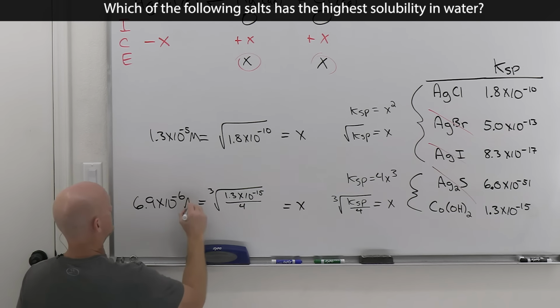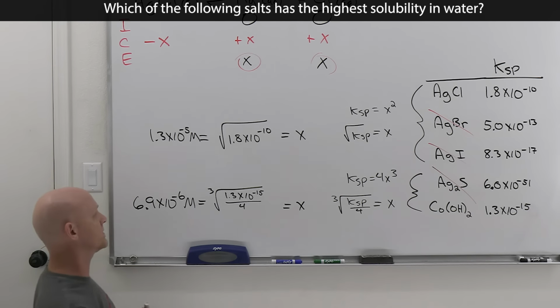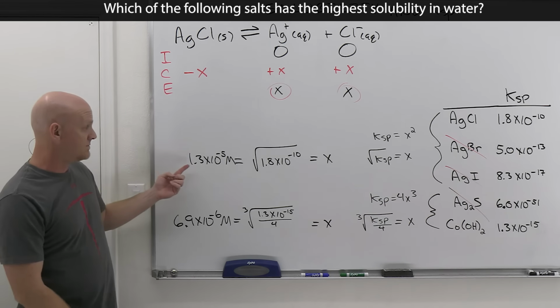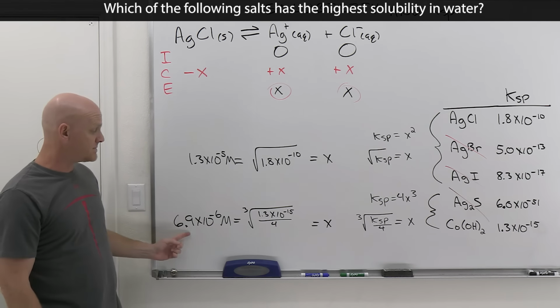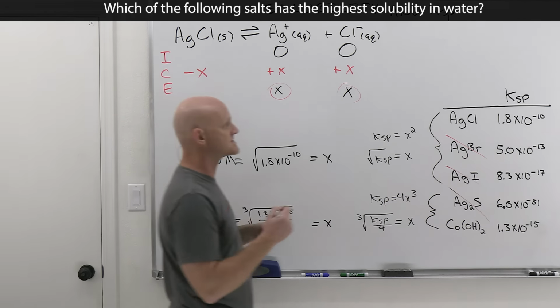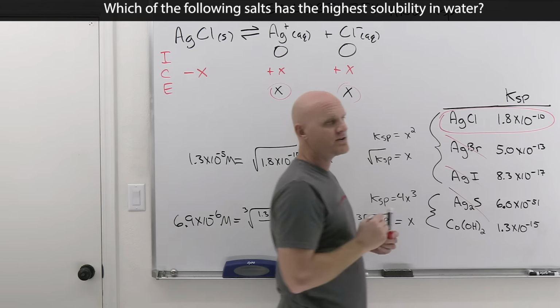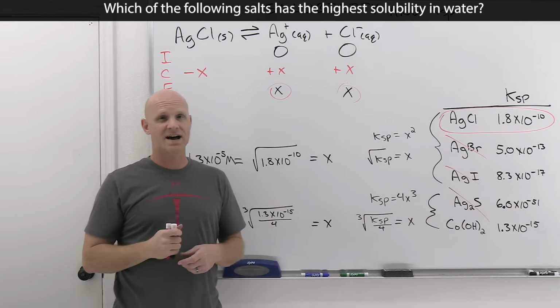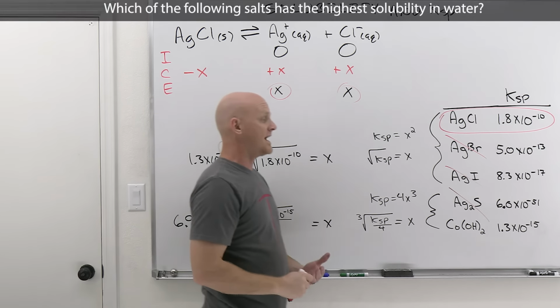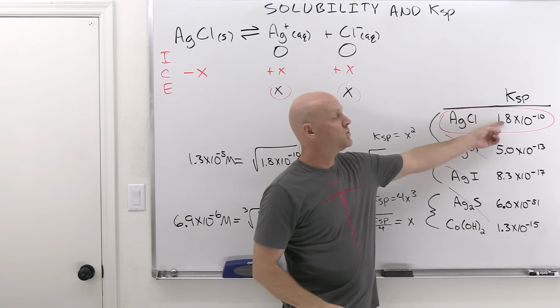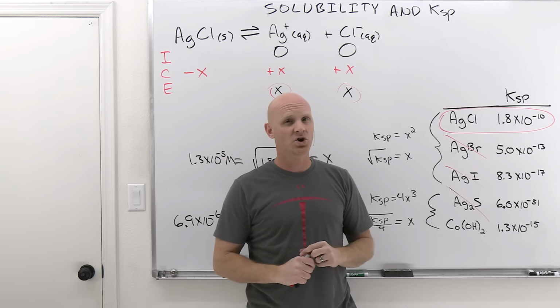And indeed, it wasn't quite as big as 10 to the negative 5 molar in this case, but was still in that 10 to the minus 6 molar range. And as a result, 1.3 times 10 to the minus 5 is definitely bigger than 6.9 times 10 to the negative 6. And so out of these 5 salts, AgCl is definitely the most soluble, has the highest solubility in water. And again, had you just looked at these and said, oh, whichever one has the highest Ksp wins, you would have coincidentally been correct.